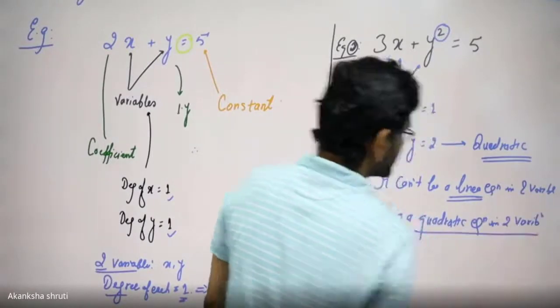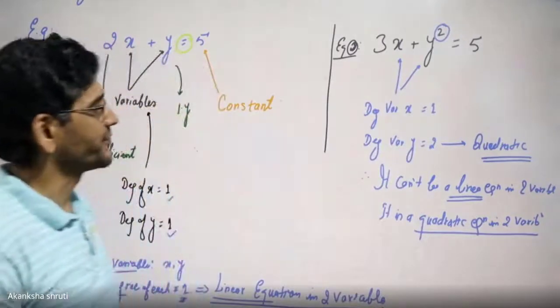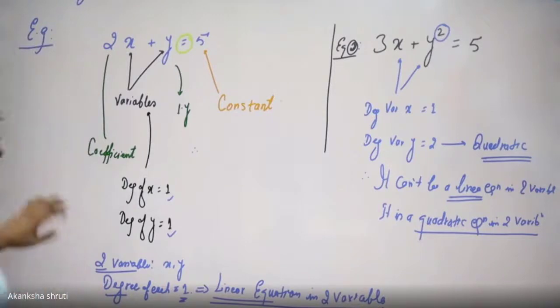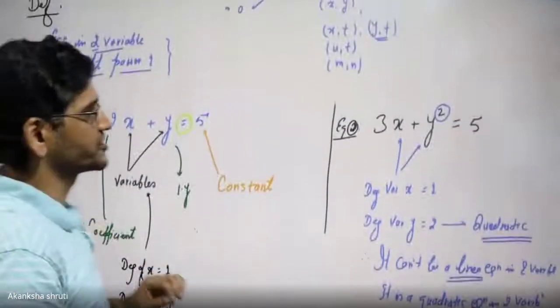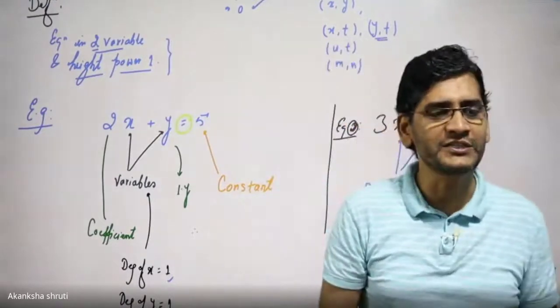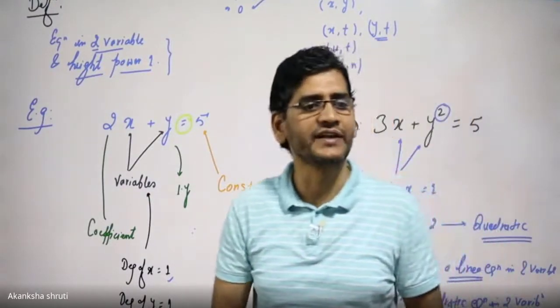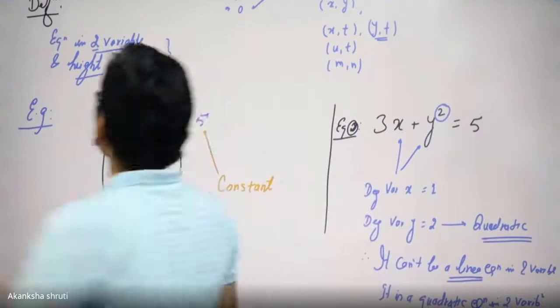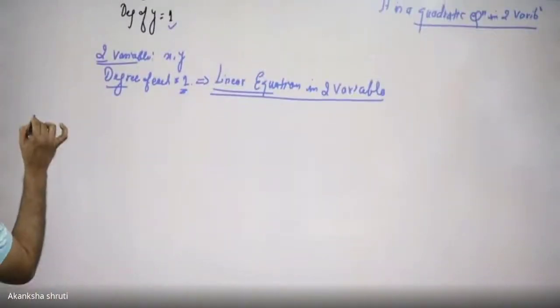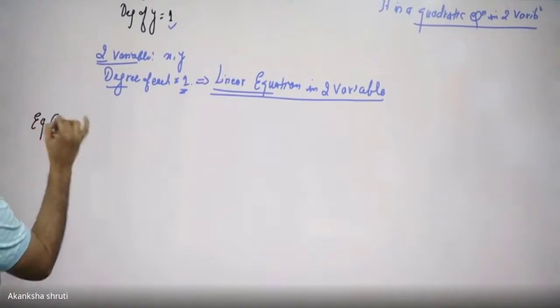Okay, students? So this thing we have to keep in mind. This way we can quickly identify which of these are linear equations in 2 variables or not. Students, if only one variable is present, it is called a linear equation in 1 variable. Let us take one more example. Very easy thing. Students, just understand, the easiest chapter 3.